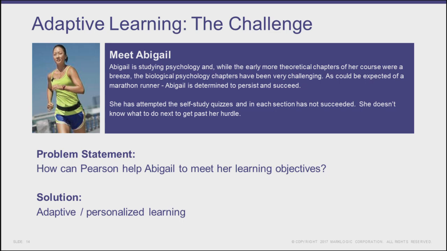The solution here is adaptive, personalized learning. With the traditional approach, the single-channel approach, Abigail would be forced to reread material she's already looked at or go outside of the Pearson ecosystem to try and find more data. There may be some bibliographic references that she can find that can point her towards a library, but these could be very difficult or costly to find.